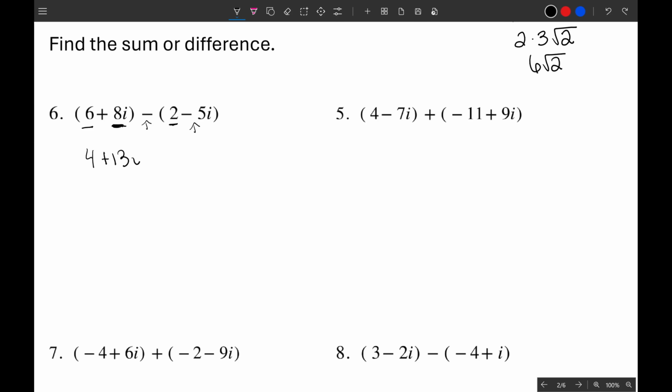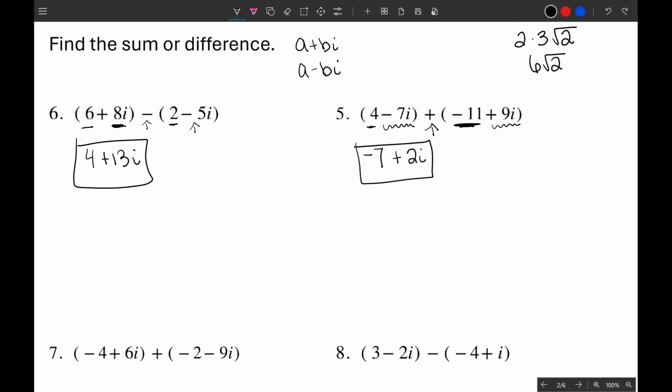13i. And then you always want to list your real part first and your imaginary part at the back. We want them in the form a plus bi or a minus bi. Here I have 4 plus negative 11, which would be negative 7. And then we have negative 7i plus 9i, which gives me 2i.